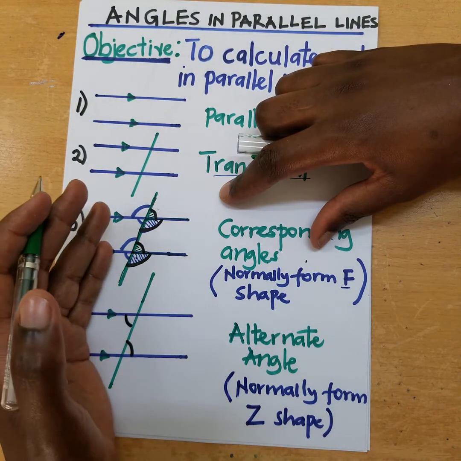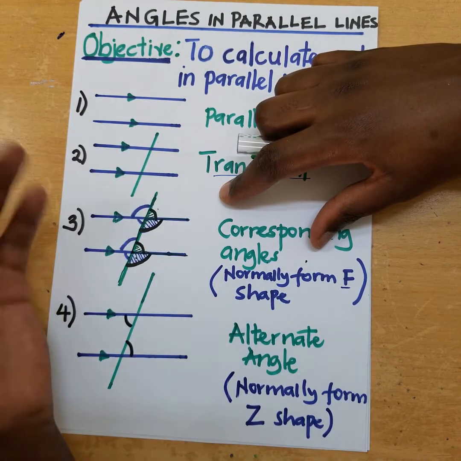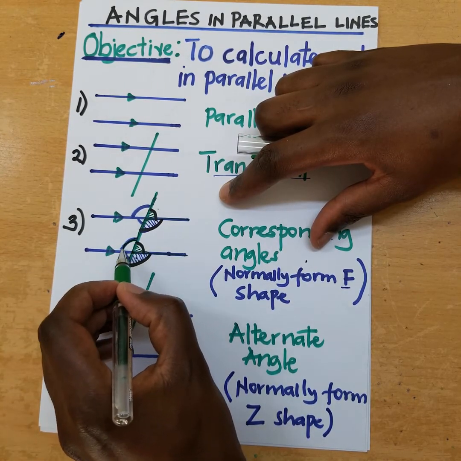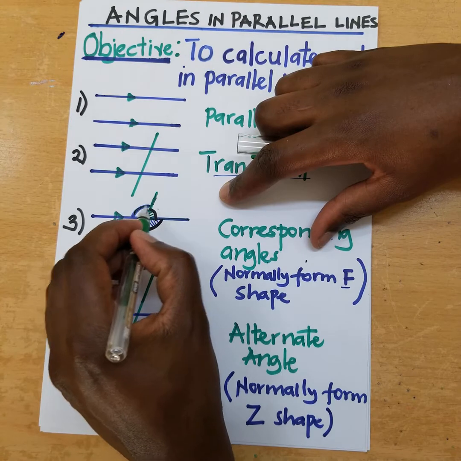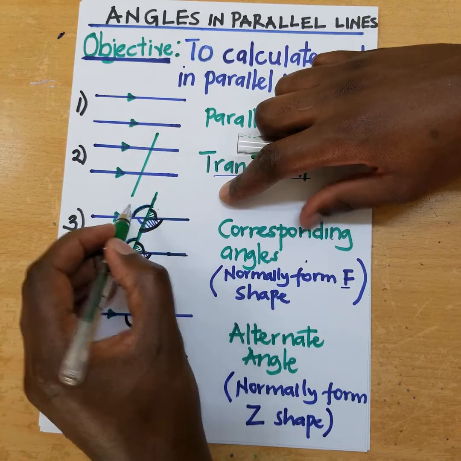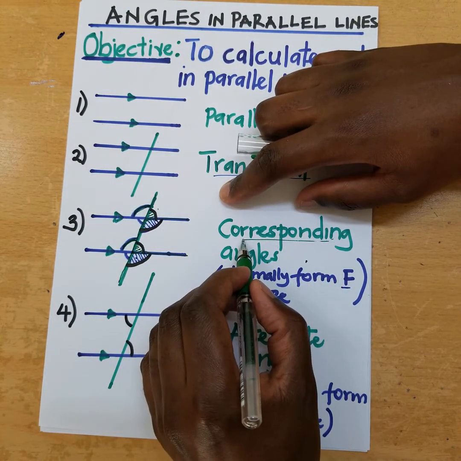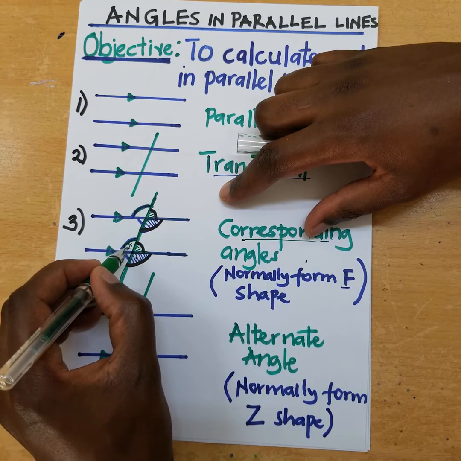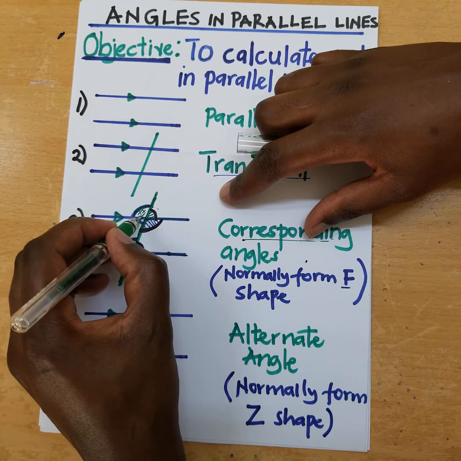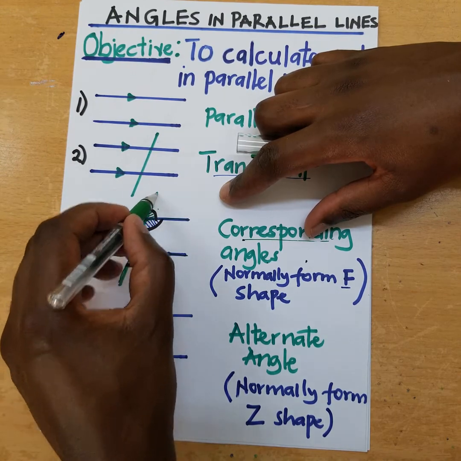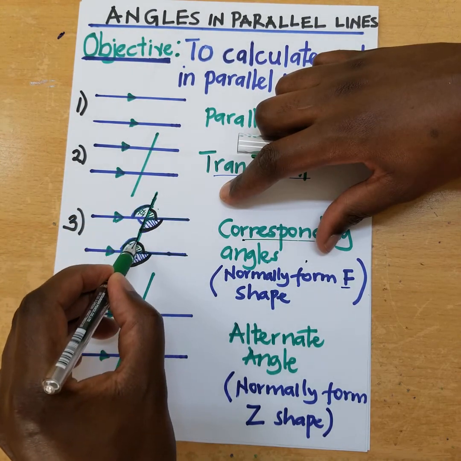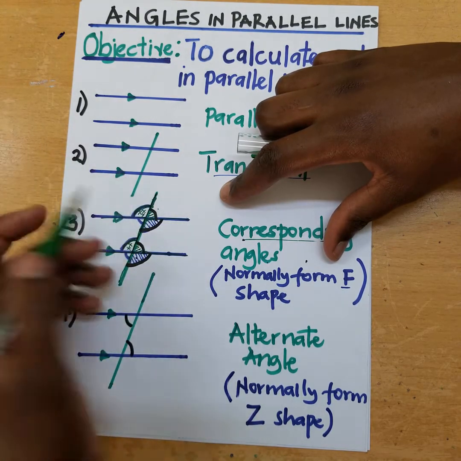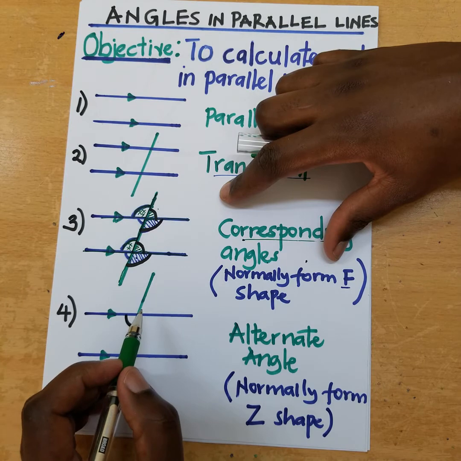I can also form an F shape, but from the back side. This angle here and this angle, they are equal because they are corresponding, and they also form an F shape. I'll give them stars. Look, if I come from here like this, then I go that side, you see this F from the back side, it is also F shaped.